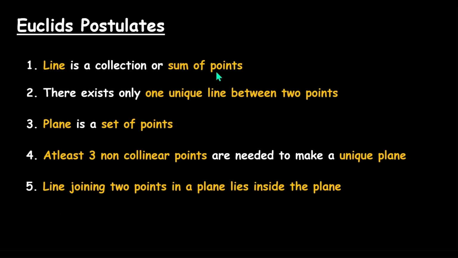So the first 2 correspond to a line and how many points are needed to make that line. The 3rd and 4th correspond to a plane and how many points are needed to make the plane. And the 5th postulate is an interaction between plane and line.